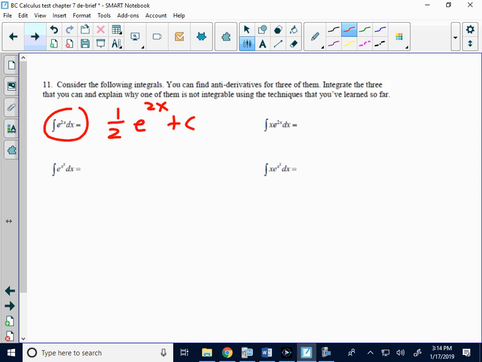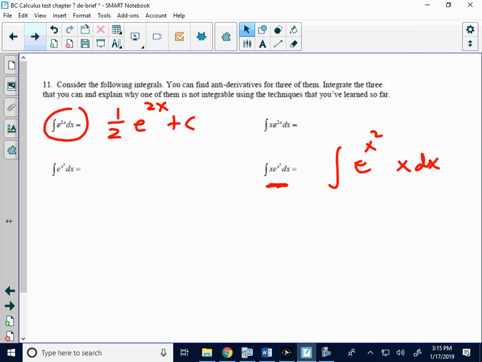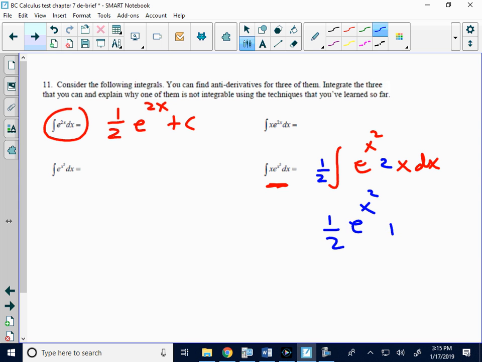The next easiest one is probably this one, right? So what I would do is think of it as e to the x squared. I have an x dx. I want a 2x dx, so put a 2 and a 1/2. So this becomes 1/2 e to the x squared plus a constant.